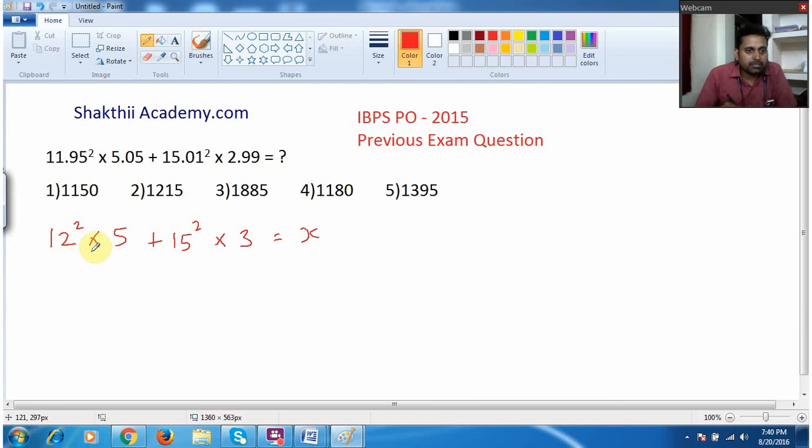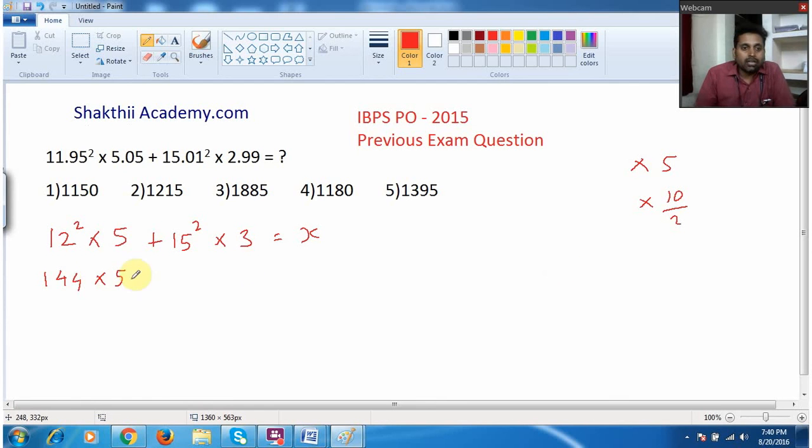Now let's take up this number, 12 square into 5. Clear? 12 square you know very well, it is nothing but 144. This I want to multiply with 5. See, any number if you want to multiply with 5, instead of multiplying directly with 5, you can multiply with 10 by 2. This is more convenient in calculation.